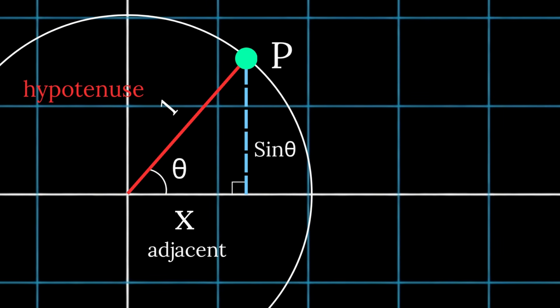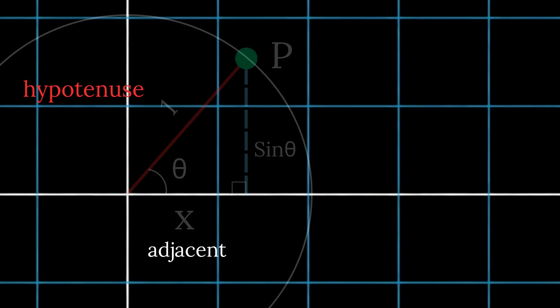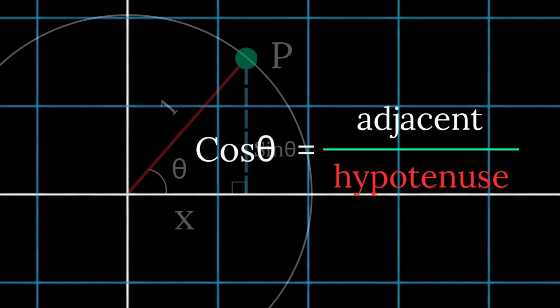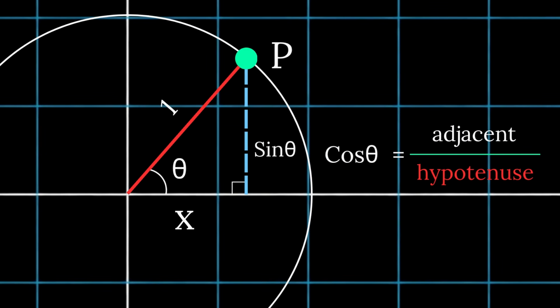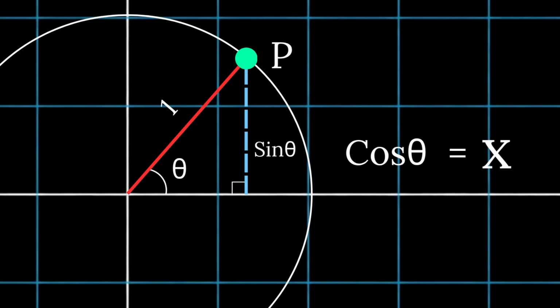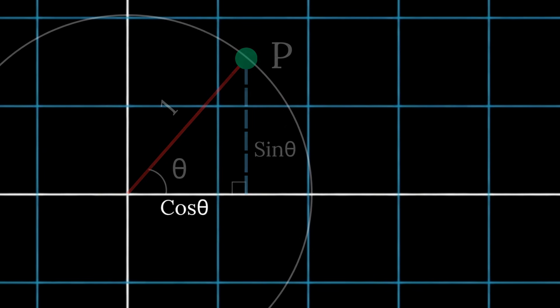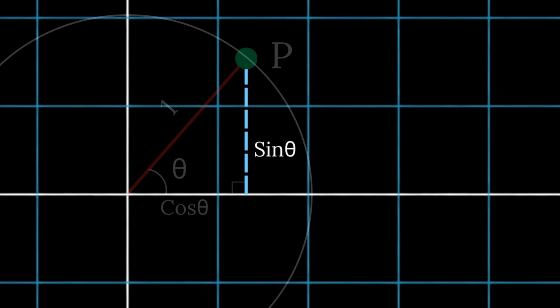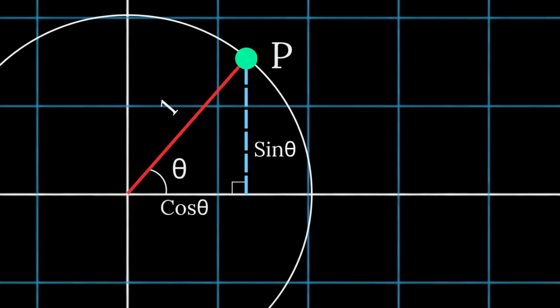Repeating this process for the x value, we need some ratio that relates the adjacent side to the hypotenuse, and this trig ratio is cosine. So cosine of theta is equal to the adjacent side, x, over the hypotenuse, which is 1. What we find is that the x-coordinate is literally cosine of theta. This means the base of the right triangle is cosine of theta, and the vertical side is sine of theta. And this is true for all values of theta and the location of point P.